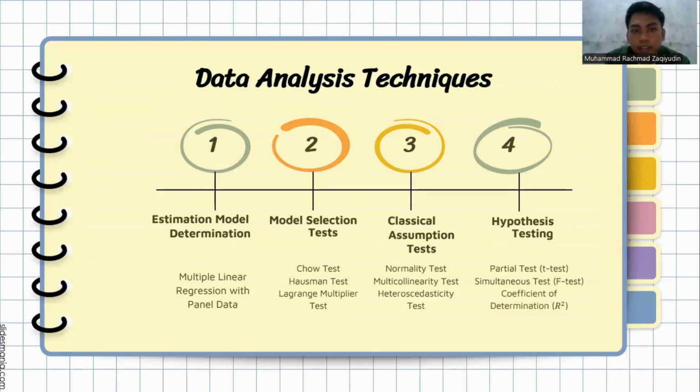And then the data analysis techniques, I have several steps. Number one is estimation model determination. I choose multiple linear regression with panel data. And number two, model selection tests, which have three tests: the Chow test, Hausman test, and Lagrange multiplier test. And classical assumption tests: normality test, multicollinearity test, heteroscedasticity test. And on hypothesis testing, I have a partial test, t-test, simultaneous test or F-test, and coefficient of determination or R square.